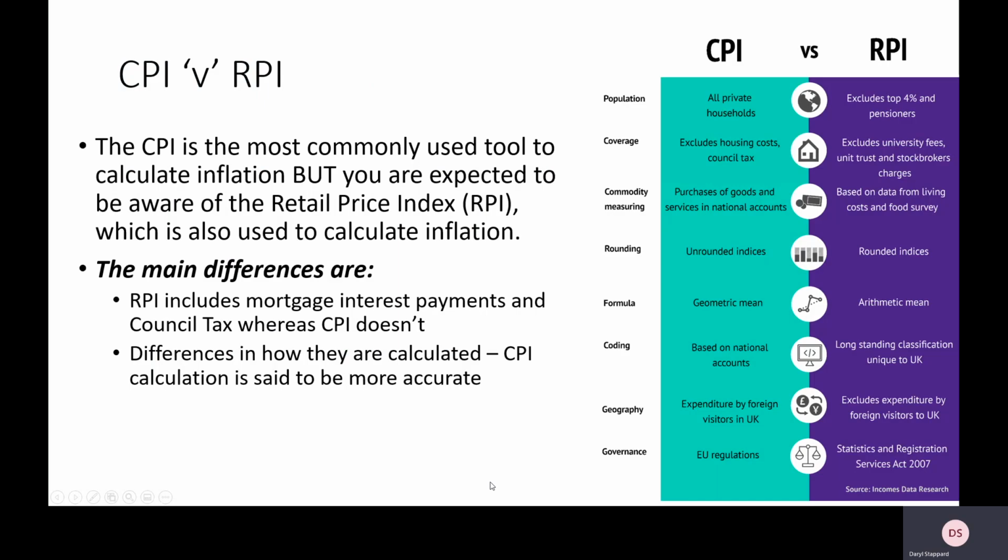Right. It's worth noting, though, that there is a difference between something called the Consumer Price Index and the Retail Price Index. So there are two main measurements for inflation that you need to be aware about. The CPI is the most commonly used, but there is also something called the Retail Price Index. Now, the big difference is that the Retail Price Index will include mortgage interest payments and council tax, whereas the CPI doesn't. This therefore means that the Consumer Price Index is ignoring housing costs, whereas the Retail Price Index will include this.